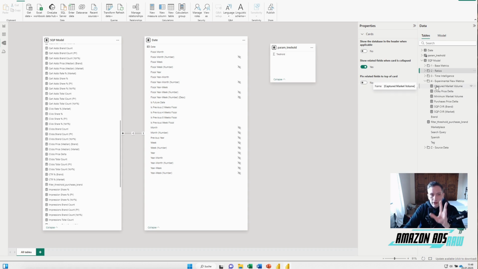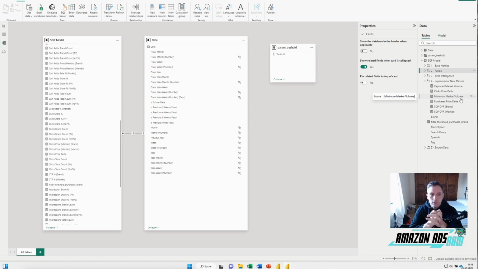And then two more very exciting things that are interesting to look at, and they can give you kind of a feeling of the size of a market. And they are also coming from the purchases. And this is something nobody probably has ever talked with you about, because this is something I came up on my own. I call it minimum market volume and captured market volume. This is using the median prices and the total purchases that SQP gives us.